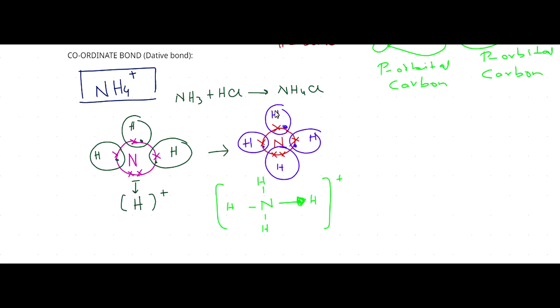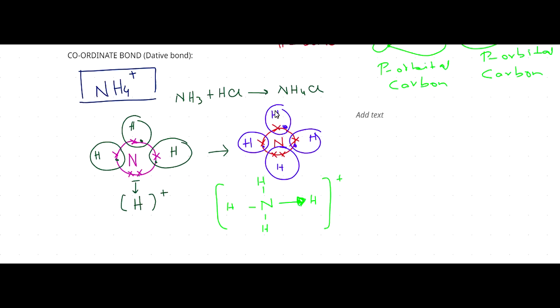So over here now, for us to see a dative bond, there are two requirements. For us to see a covalent dative bond, requirement number one is that you should have one atom that has a lone pair of electrons. This is the first requirement, that there needs to be at least one atom that has a lone pair of electrons. So over here we have nitrogen. Second requirement is that we need an electron deficient ion.